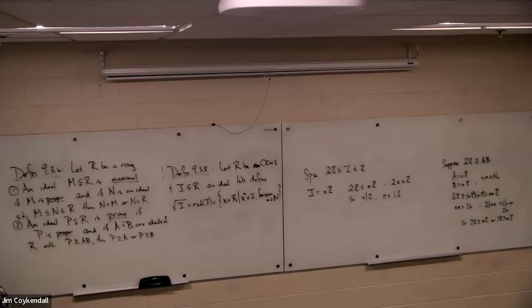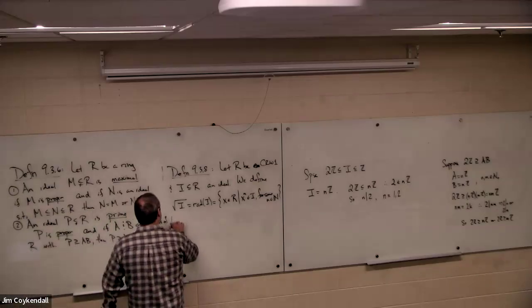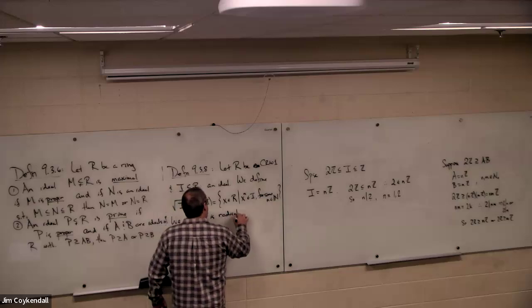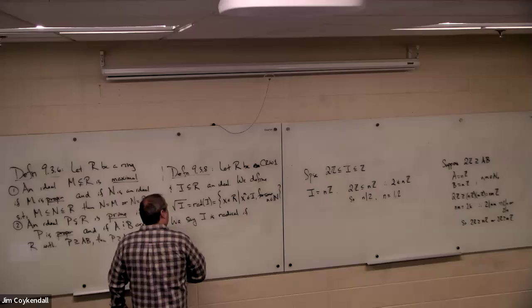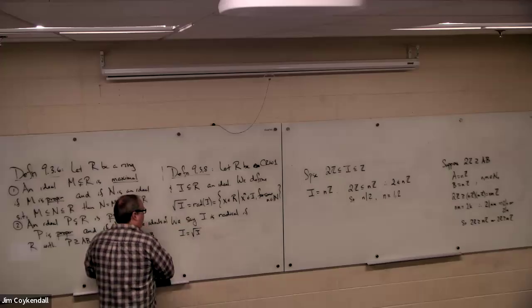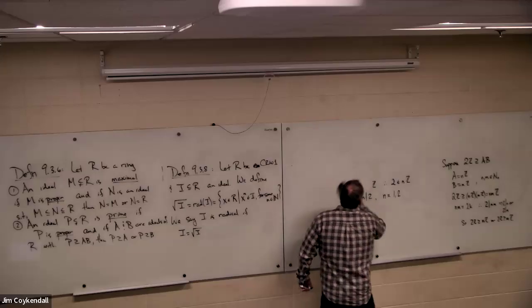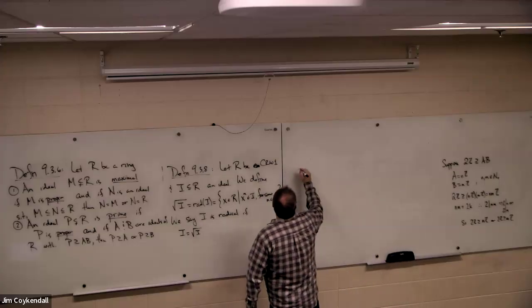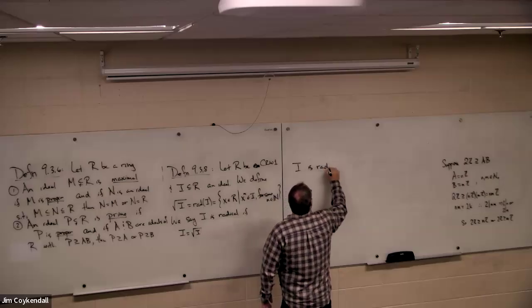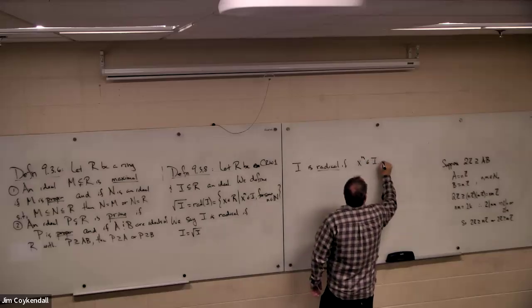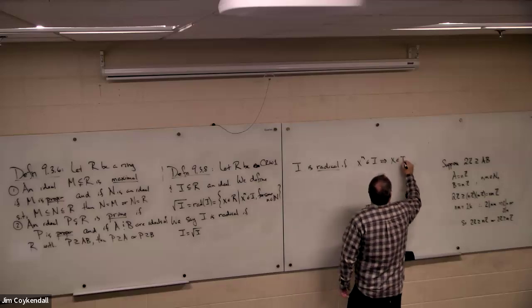And we say that I is radical if, so another way to think of this is, I is radical if x^n in I implies x is in I.